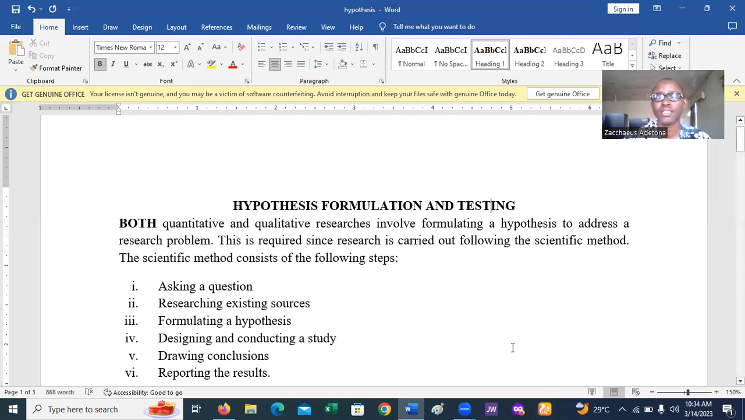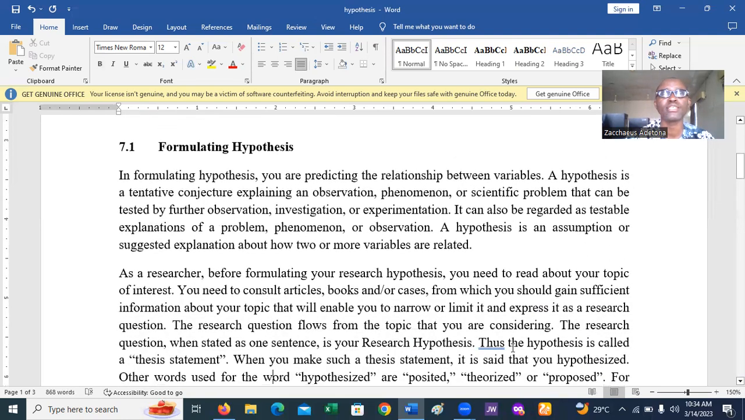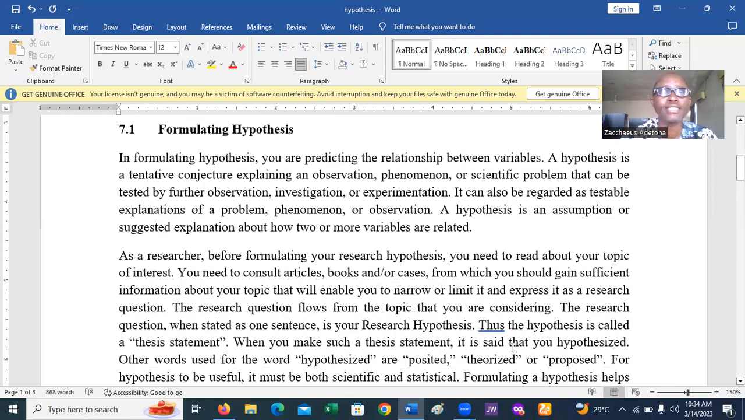All right. So now, let us look at how to formulate hypotheses. Hypothesis itself is a conjecture, a guess of what you feel is taking place. So in formulating a hypothesis, what you are doing is predicting the relationship between variables. You are trying to predict the relationship between variables in your data.